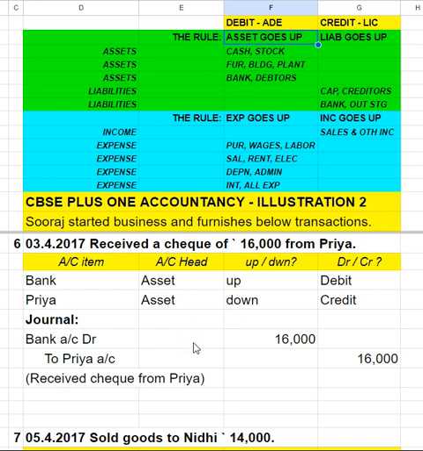Okay. So now the journal entry is bank account debtor 16,000 to Priya account. So what we are recording is bank balance going up, Priya's balance coming down. Okay. Then you write the narration, largely copying from the transaction. Received a check from Priya. Okay, so you write it.